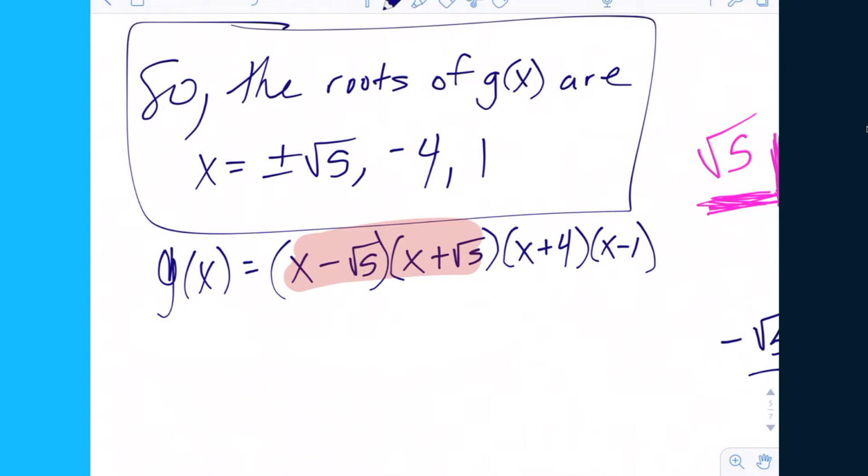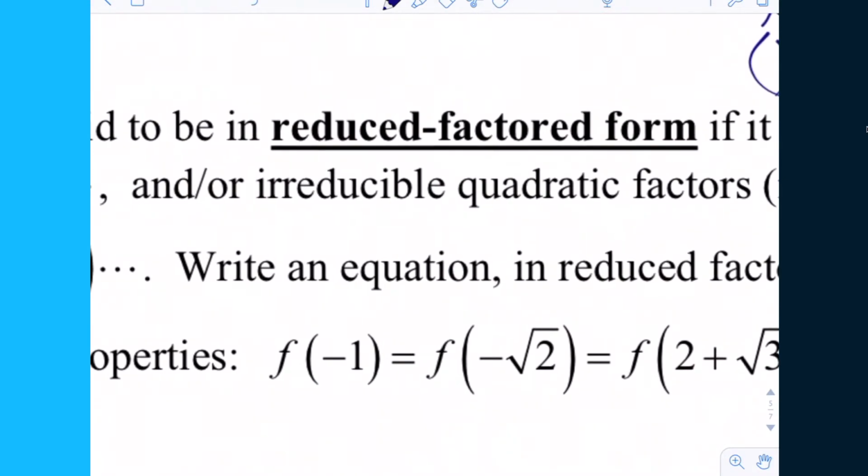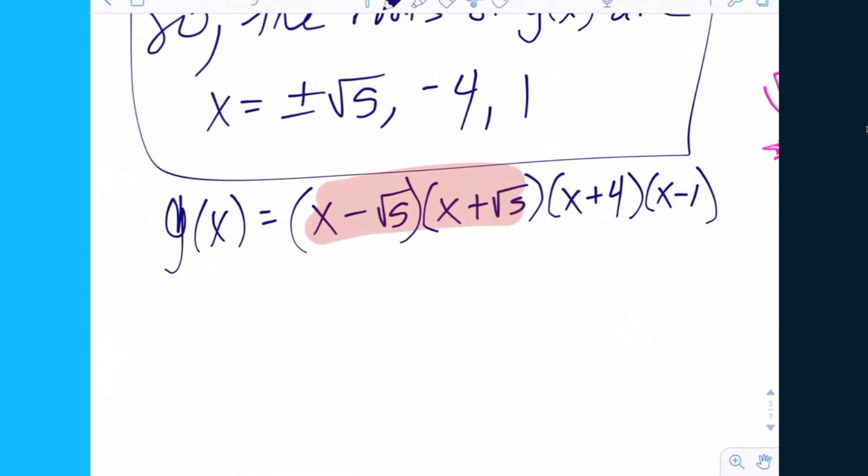So there's going to be another version of the factored form that I call reduced factored form. And reduced factored form basically means this. If you ever have any factors with radicals or later on imaginary roots in them, you want to expand those conjugate factors before you walk away, just to make it look prettier. Okay, you don't have to expand the whole thing out, just expand your two conjugate factors. So let's go ahead and do that.